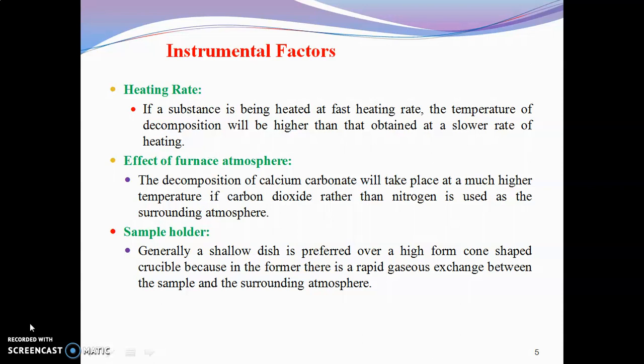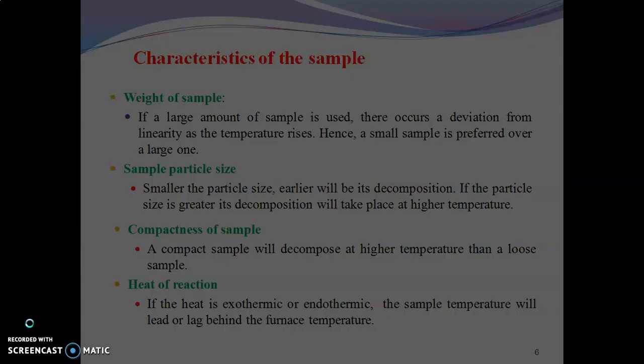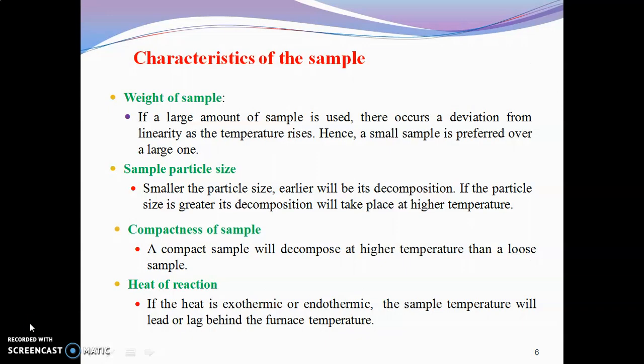Then next is the sample holder. Generally, a shallow dish is preferred over a high form cone-shaped crucible because in the former there is a rapid gaseous exchange between the sample and the surrounding atmosphere. So the role of the sample holder is also very major in the decomposition rate of the sample. So all this is about the instrumental factors. Now we will see about the characteristics of sample.